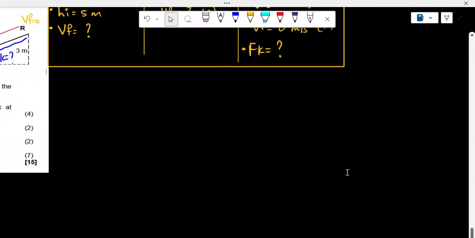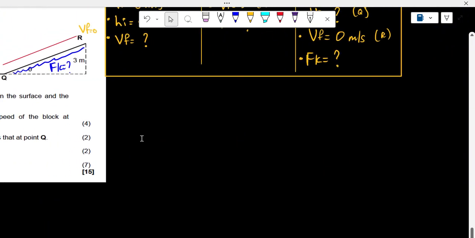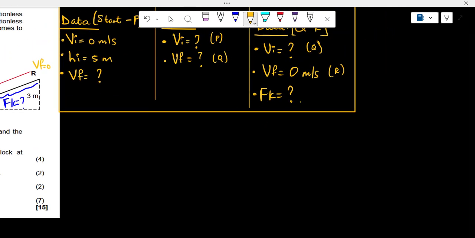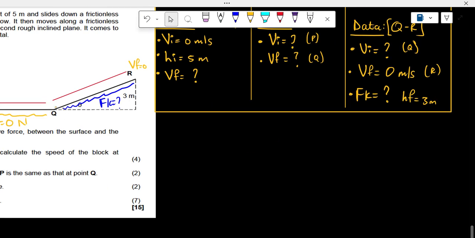Now, sorry, I just forgot to mention that from Q to R, they gave me a height of 3 meters. So from Q to R, the final height is 3 meters. Why do I say that's the final height? Because the initial height is at point Q and the final height is at point R, and that's the 3 meters that we have there.